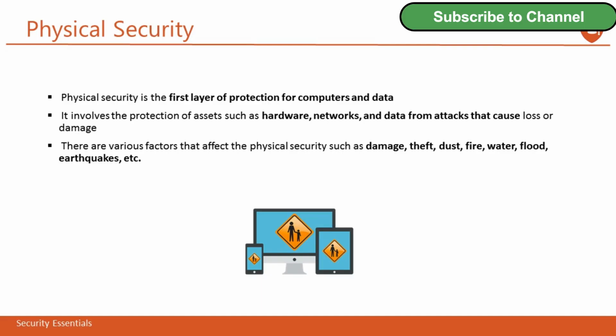It involves the protection of assets such as hardware, networks, and data from attacks that cause loss or damage. There are various factors that affect physical security, such as damage, theft, dust, fire, water, floods, earthquakes, etc. We have to prevent our devices from being affected by these circumstances so that they can be secure, so that our data can be secure.